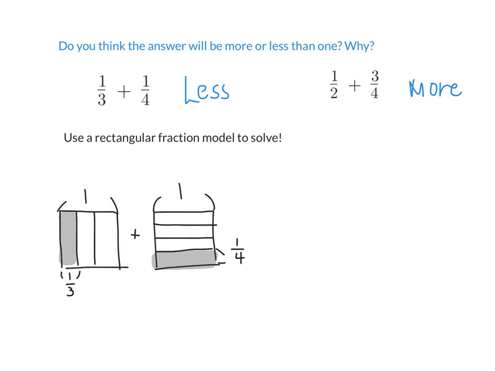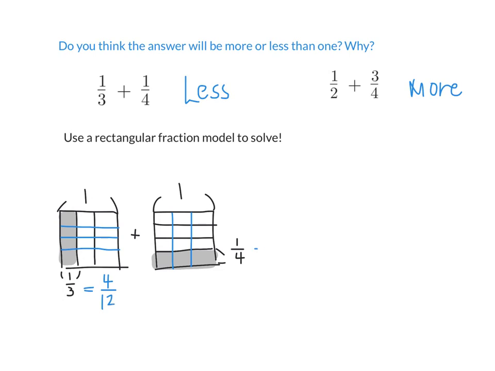Now that we've made our predictions, let's use a rectangular fraction model to solve. We know that 1/3 plus 1/4 have different denominators, so we have to come up with a different version of the problem that has like denominators. So when I overlap my rectangular fraction models, I can see that 1/3 is equal to, how many parts are now shaded in? 4, out of a total of how many parts? 12. So 1/3 is the same as 4/12.